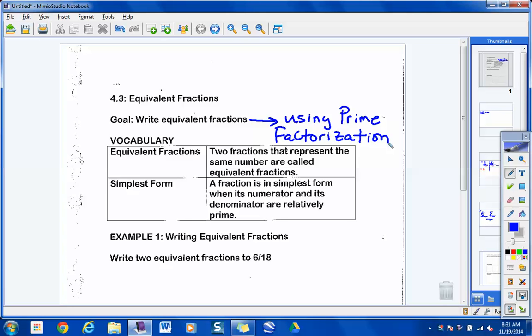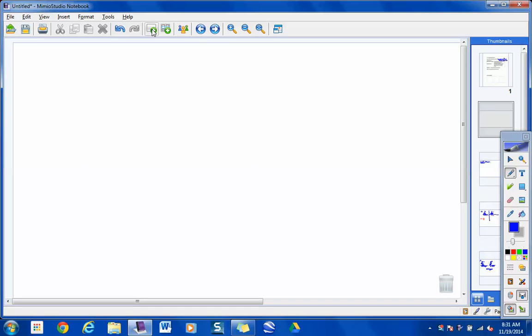But guys, quickly, equivalent fractions right here as vocab. Equivalent fractions: when you have two fractions that represent the same number, they are called equivalent, right? So the example that I used was this. The fraction I was using was 1/2, right?